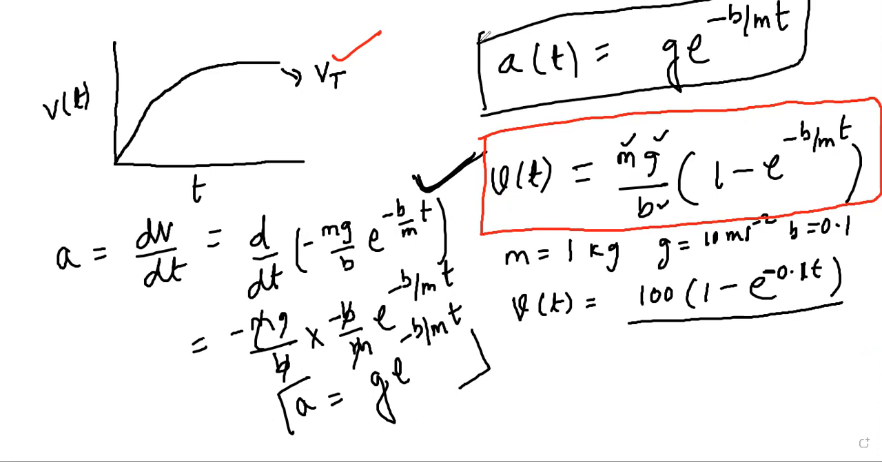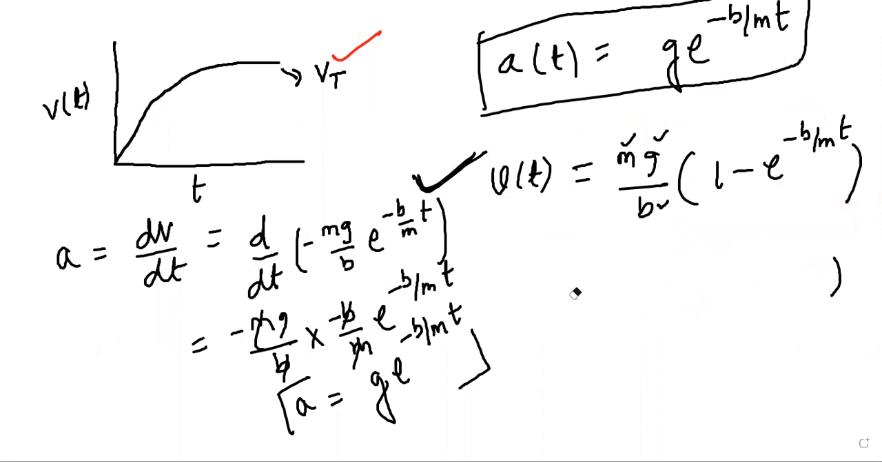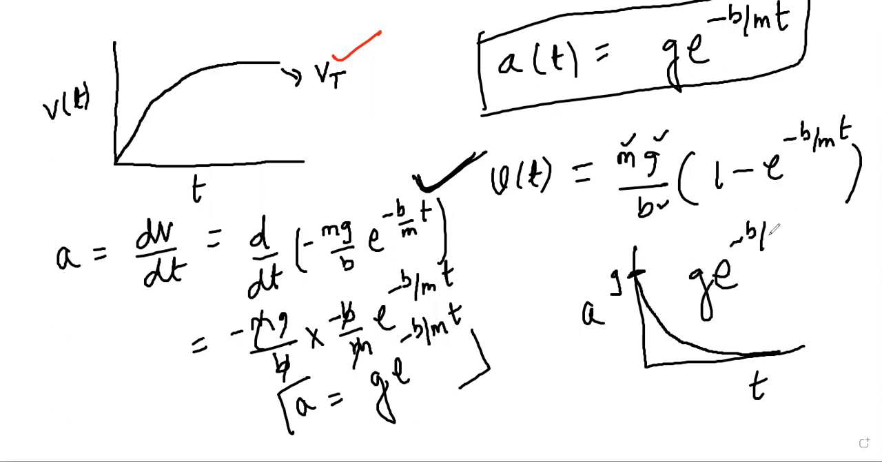Now you can plot the nature of the graph for acceleration versus time. Suppose this is your time, this is your acceleration. You can see this is your maximum value, g e to the power minus b by m t. The maximum value is g here, right? And then you can see it will decay exponentially and will be like this as the time increases, right? This is how the acceleration varies with time.